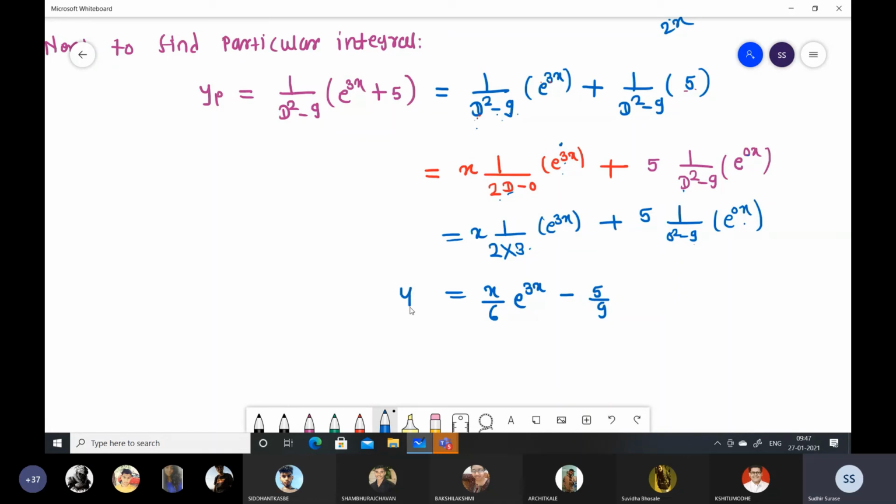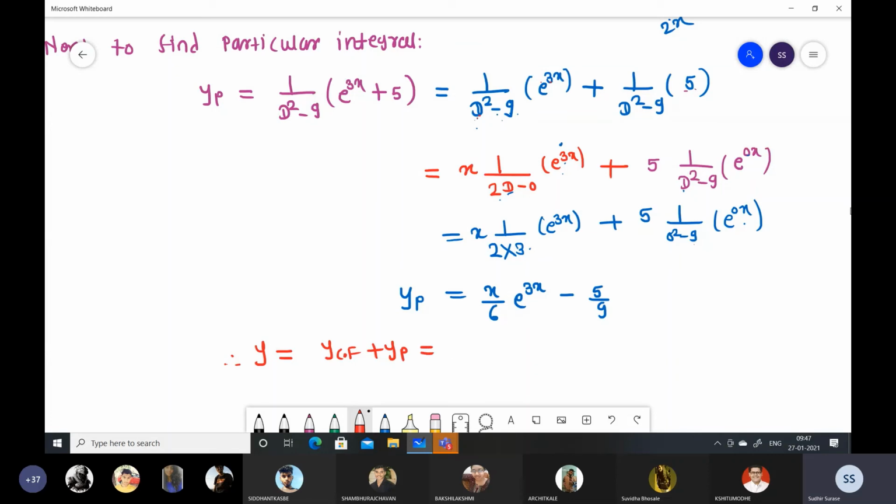OK, so this is the particular integral where we used the second formula of the shortcut method, meaning the second version of that formula, if we are getting 0 at the denominator. So I hope you understand the two cases. Any doubt? OK, so therefore finally of course you have to write the general solution, that is YCF plus YP.